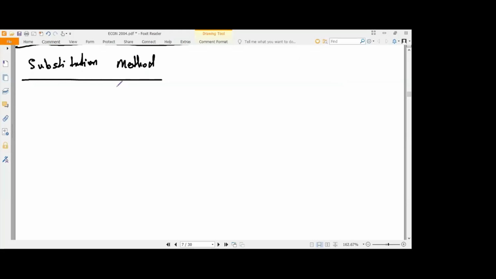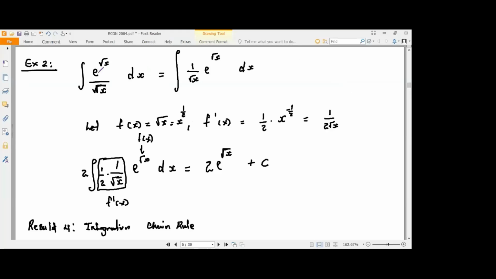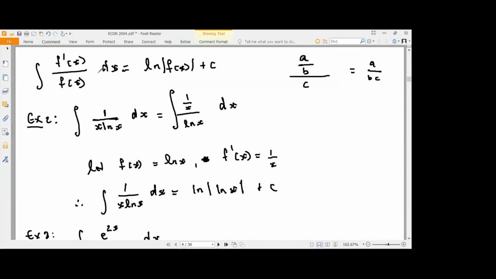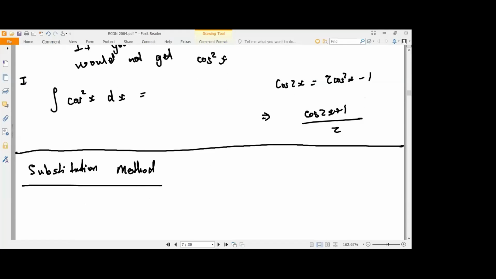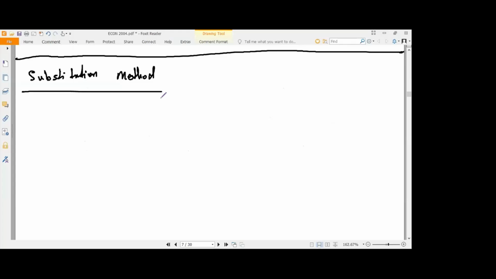Now, remember that every result that we just got from before can actually come from the substitution method. So in fact, this is equal to cosine 2x plus 1 over 2 dx. Everything that you just did is derived from the substitution method. But there are some cases where you literally can't reduce it to one of the specific formats, so you have to do an actual substitution.